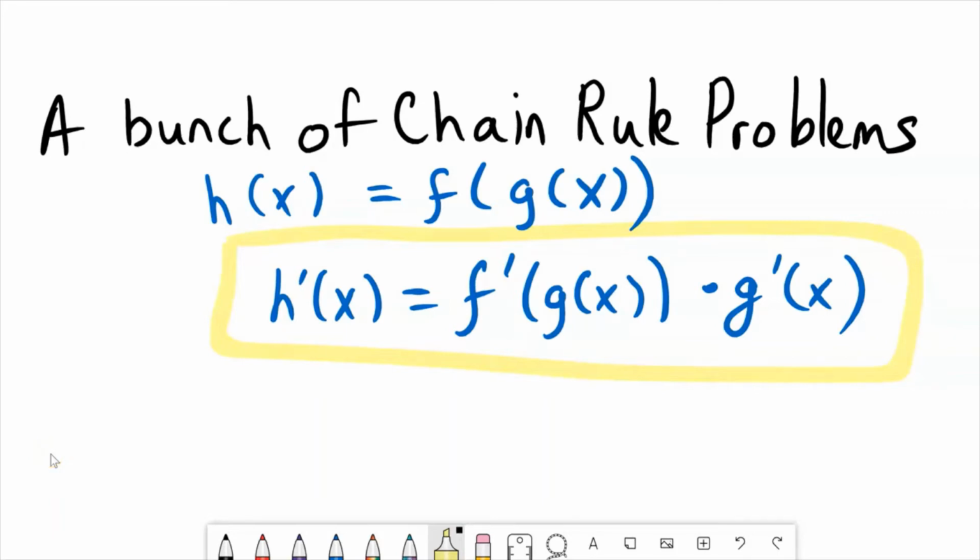Alright, it's time to do many chain rule problems in this video. And here I have what we're working with, chain rule. Given that h of x is equal to f of g of x, the derivative, or h prime, is given by this formula: the derivative of f, keeping g the same, times g prime of x. And this is what we're going to be doing.